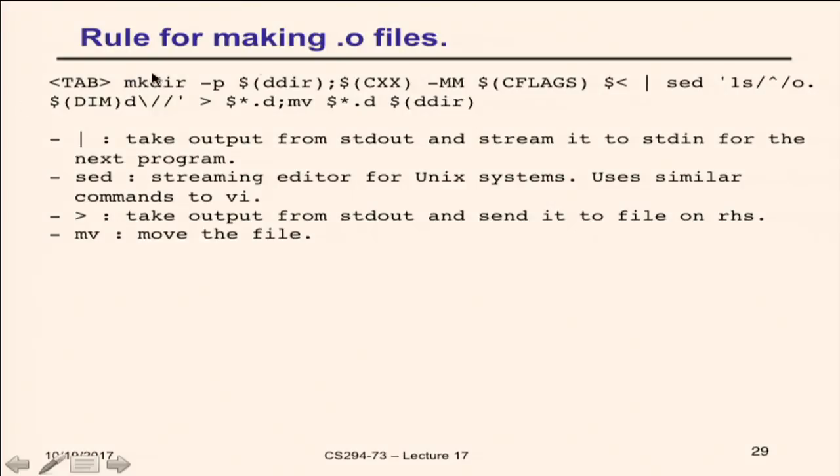So here is the rule for making the .d file. Tab, make directory $(DDIR), that makes sure I have o.2d or d.2d available. Then I run $(CXX) -MM $(CFLAGS). So that's running the trace of the dependencies and sending it to standard out. So what does this do? This takes the output from standard out and streams it to standard in for the next program. That's the Unix pipe.